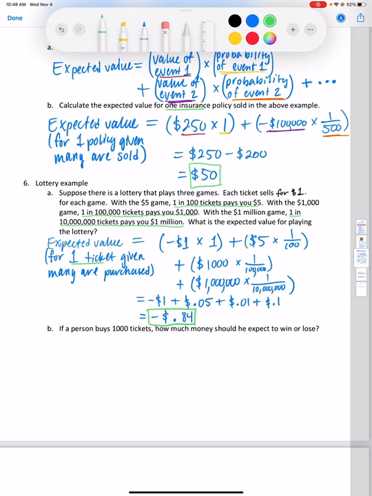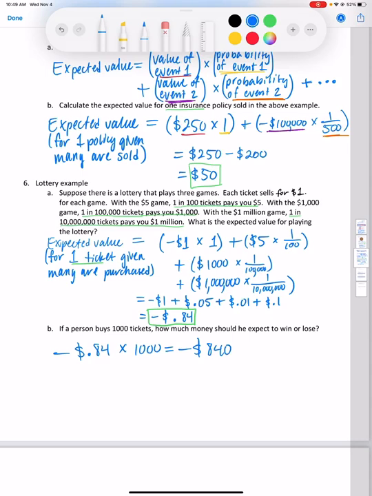Now in part B, if you play it a whole bunch of times, like 1,000 times, how much money should we expect to win or lose? You take your expected value times 1,000. So you bought 1,000 random tickets. Some might win, but you should expect to lose $840. If you buy 1,000 tickets, you're investing $1,000 into this game, and you'll probably lose $840 of it. That's the expected value.